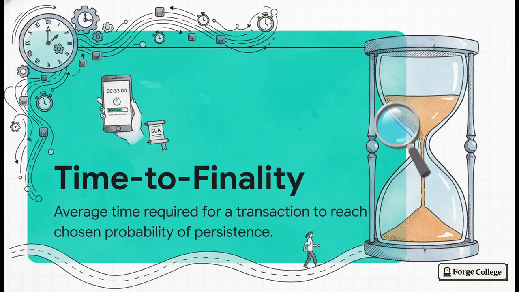If block times start varying wildly or the network is lagging, your time to finality stretches right out. This is absolutely the metric you lean on when you're modeling user patience. When your app tells a user, please wait 3 minutes, you're using time to finality to manage their expectations and meet your service level agreements.